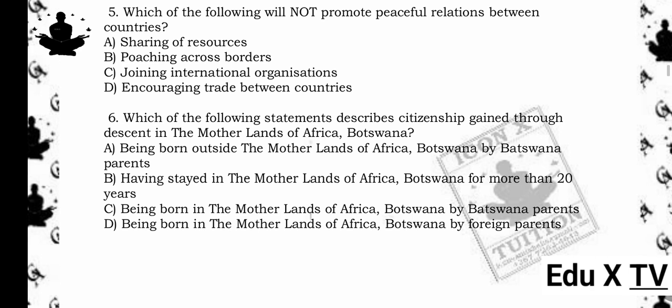5. Which of the following will not promote peaceful relations between countries? A. Sharing of resources. B. Poaching across borders. C. Joining international organizations. D. Encouraging trade between countries. The answer is B. Poaching across borders. Reason being, poaching causes conflict and tensions, thus it does not promote peaceful relations.